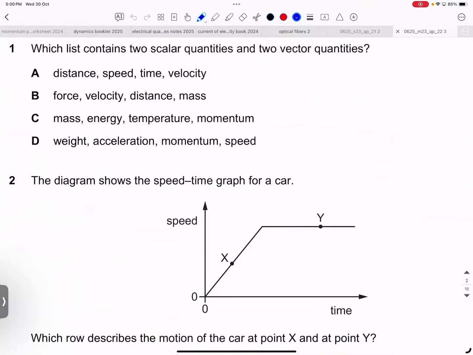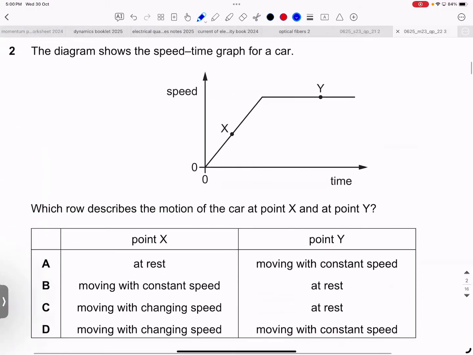Question number 1. Which list contains 2 vectors and 2 scalars? I will list everything for you. Distance, scalar. Speed, scalar. Time, scalar. Velocity, vector. They want 2 vectors, 2 scalars. Force, vector. Velocity, vector. Distance, scalar. Mass, scalar. Option A: 2 vectors, 2 scalars. B, option B.